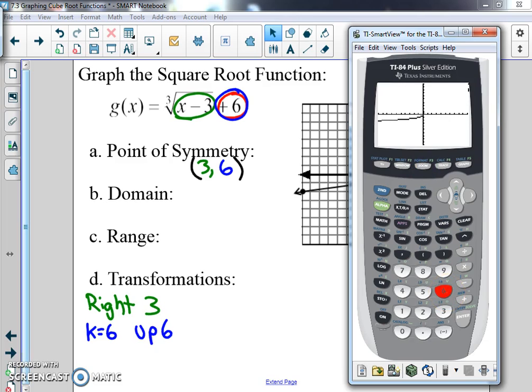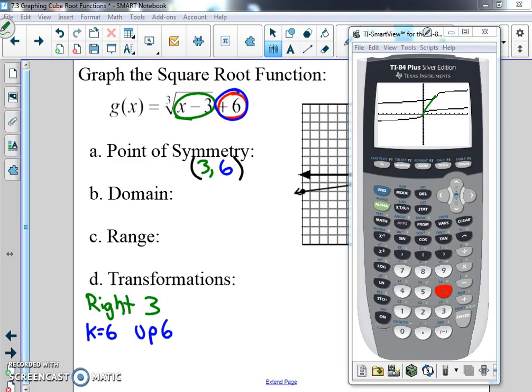Let's take a look at how they look. Again, our parent function. Our transformed function is going to start up a lot higher. We see there's a shift to the right as well. And so we see our point of symmetry has moved from here to there, which corresponds to moving up 6 and to the right 3. Let's go look at some points that I can graph.